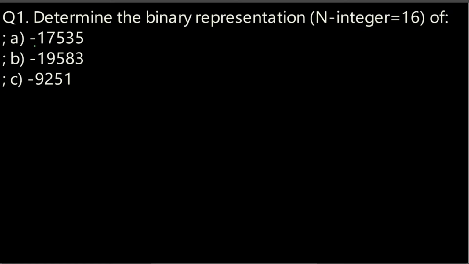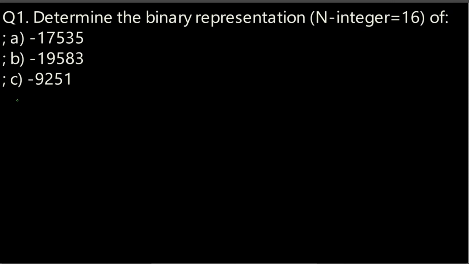Now, these are negative decimal numbers. Here we have to notice one thing: the answer should be in 16 bits, because n, the integer, is equal to 16. To find the negative binary numbers, we first convert the positive value into binary, and then we do the 2's complement. The 2's complement is equal to the negative value. So let's go ahead and do that.